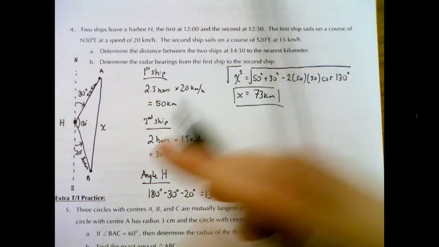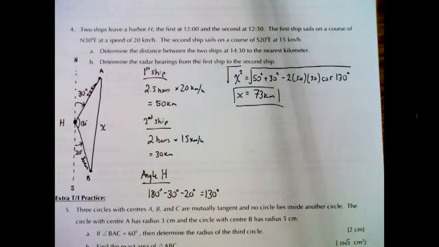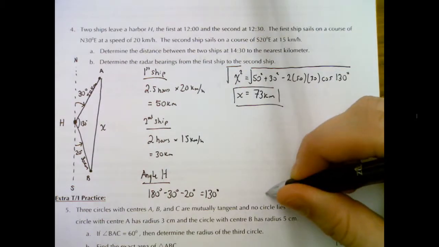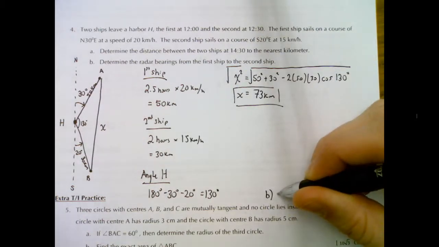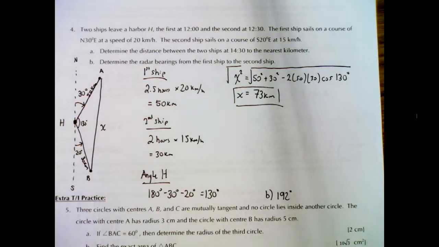Part B asks us to determine the radar bearing from the first ship to the second ship. That's a very challenging question. It would be like a thinking style question. I'm going to leave that to you, but I will tell you that the answer to B is 192 degrees. So see if you can come up with that, and if you can't, we'll actually try to do it in class tomorrow. But that's it for our last lesson.